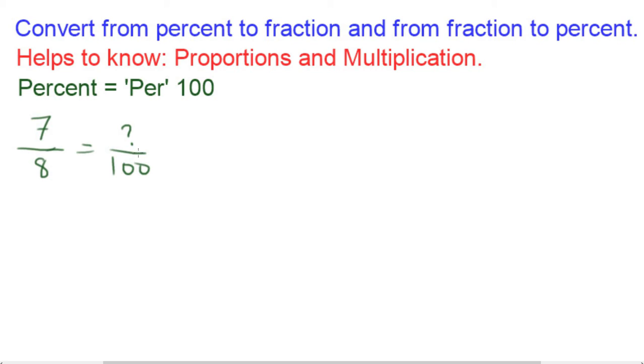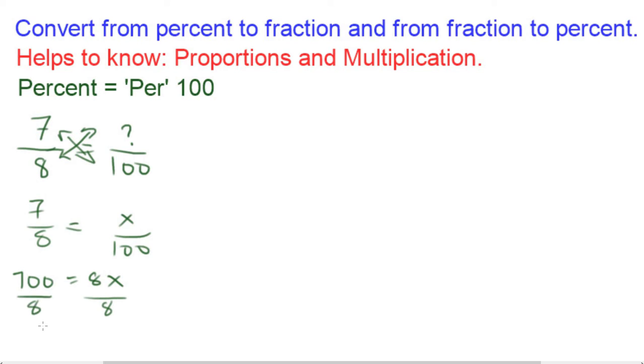Now I know 3 ways of doing this problem. One way is I'm going to show you here. I want to know what that question mark is. I'm just going to cross cancel. Okay, so I have 7 over 8. Let's make that x over 100. We can cross cancel. 7 times 100 is 700. And 8 times x is just 8x. So we divide both top and bottom by 8. I get 87.5, and that's 87.5%.